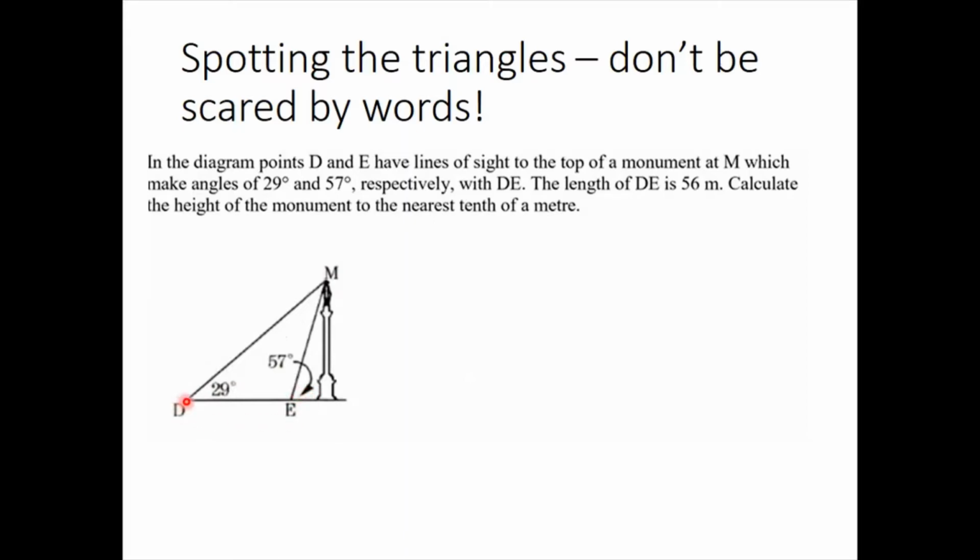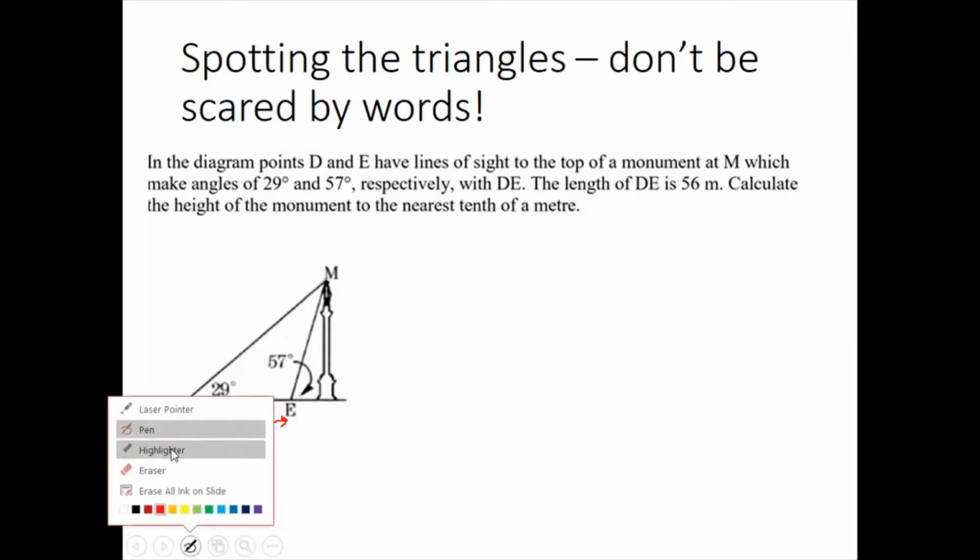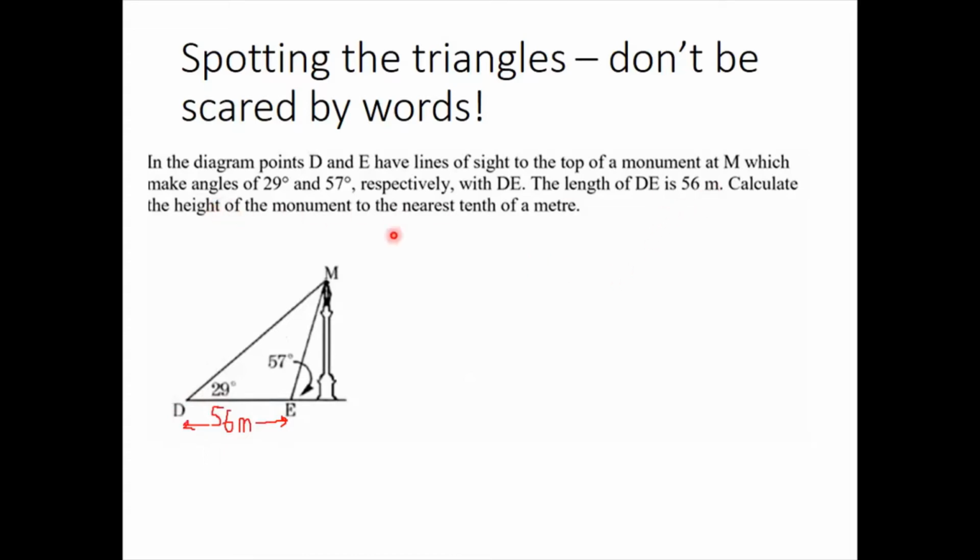In other words, D looking up to M, that's an angle of 29. E looking up to M, that's an angle of 57. The length of DE is 56. Now that's one thing they haven't put on the diagram. That's a common feature of exam questions. So my first hint really is if there is a diagram and they've missed some information, you can put that in yourself. So D to E, that distance there to there, is 56 meters. Okay, calculate the height of the monument to the nearest tenth of a meter.